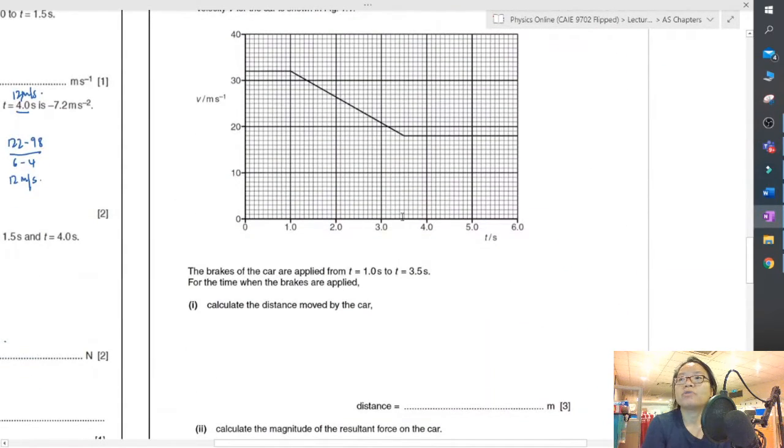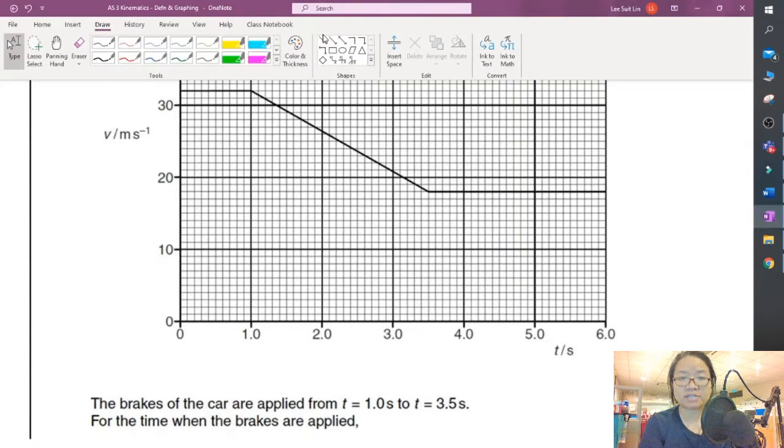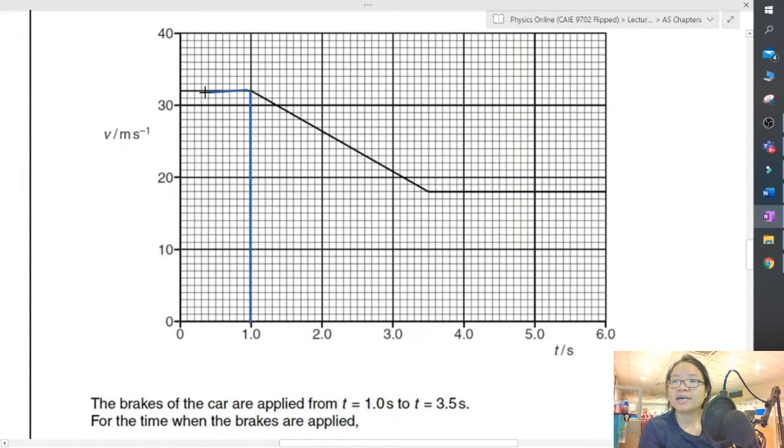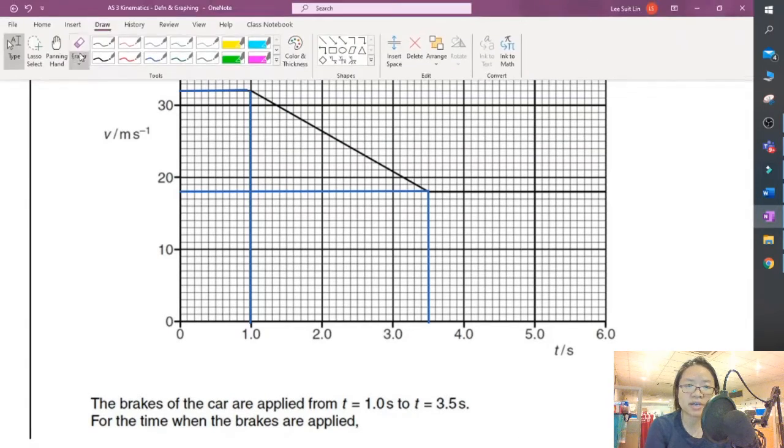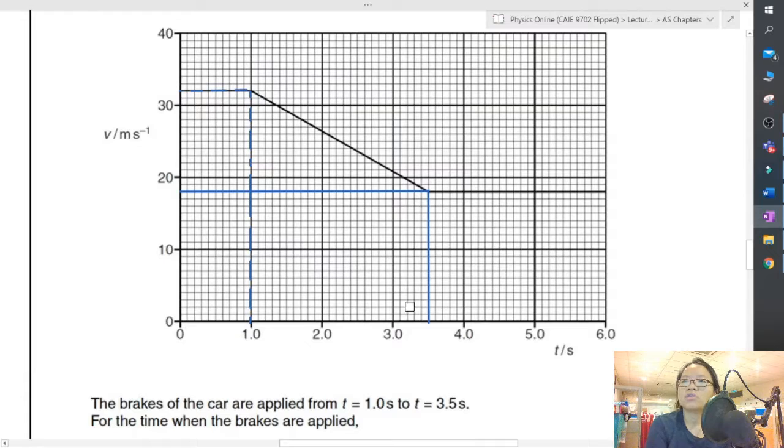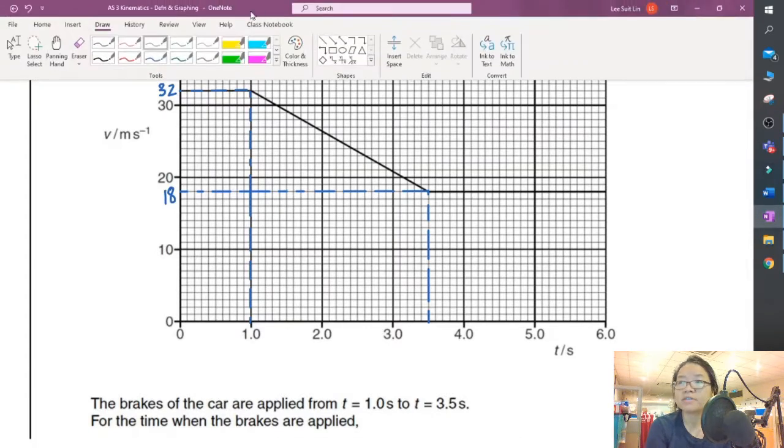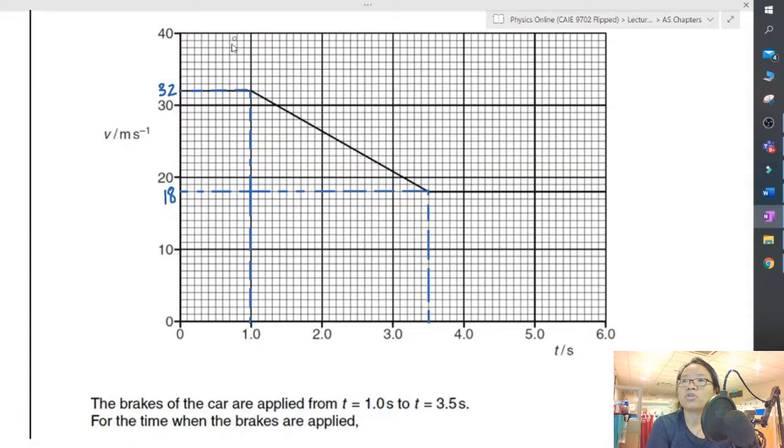Okay? So next, this one is given a velocity time graph. Previously was a displacement time graph. It's the same car, it's 1005 kg. The brake is being applied, it was time to stop the car, I guess, from 1 second to 3.5 seconds. And right now, you are asked to find the acceleration for the time the brakes are applied, I'm guessing. Now you're asked to find the distance traveled by the car.